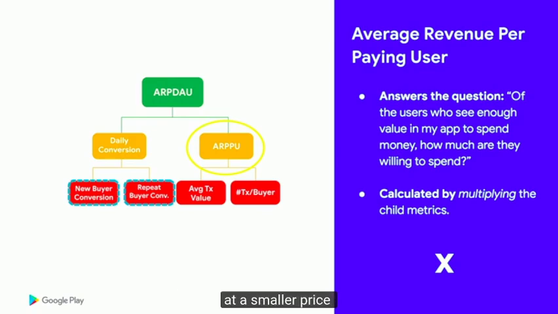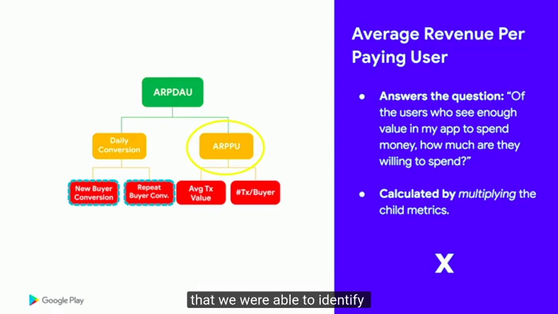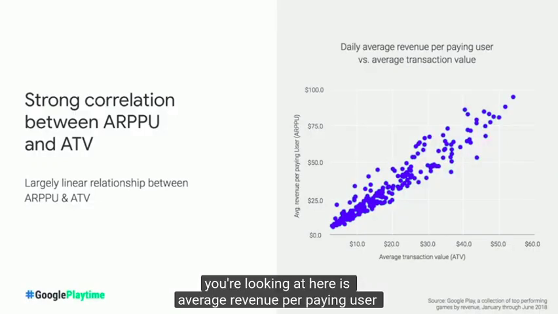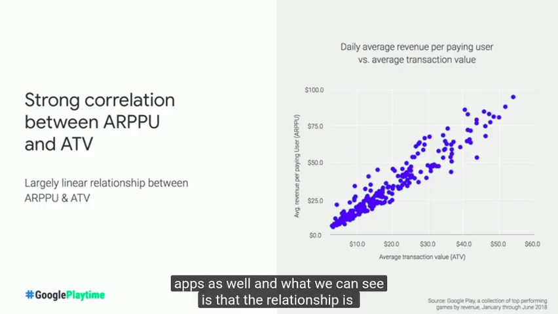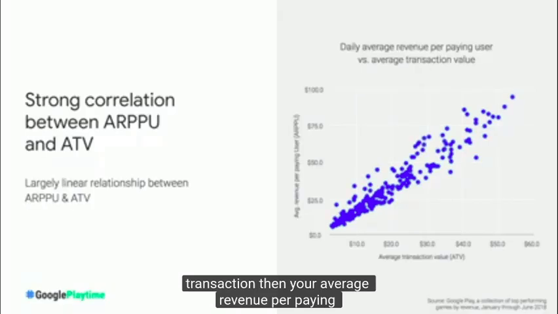But I do also want to share some of the correlations that we were able to identify across this cluster of metrics in the KPIs tree. So what you're looking at here is average revenue per paying user on the y-axis with average transaction value on the x-axis. And each blue dot is representing a top game on Play. Now yes, this is game data, but it is also true for apps as well. And what we can see is that the relationship is largely linear. So if you can get users to pay a larger price per transaction, then your average revenue per paying user will likely go up.